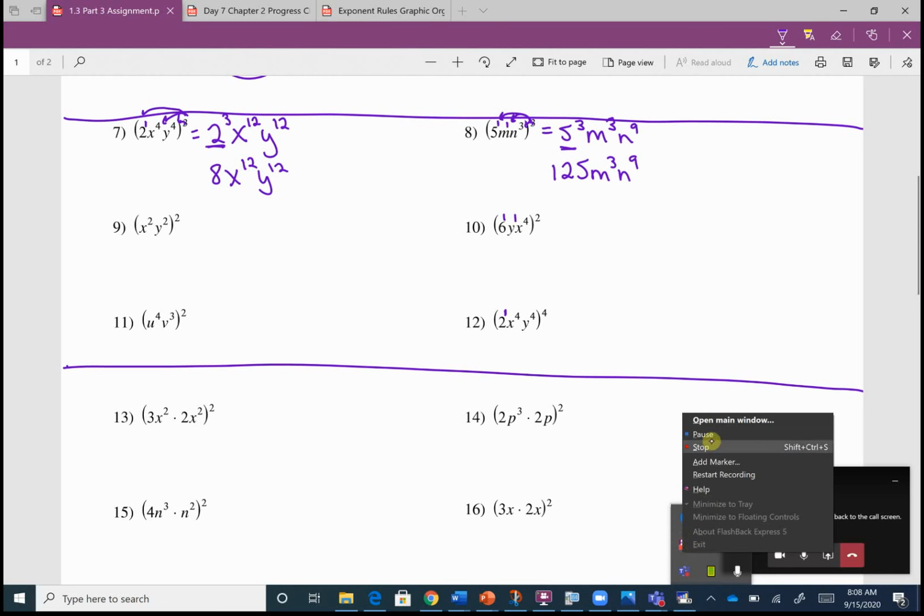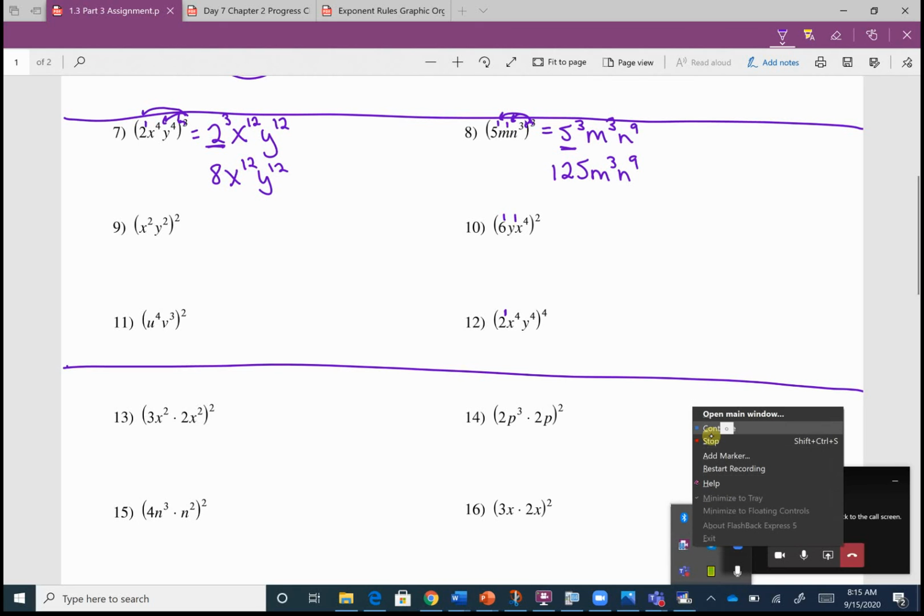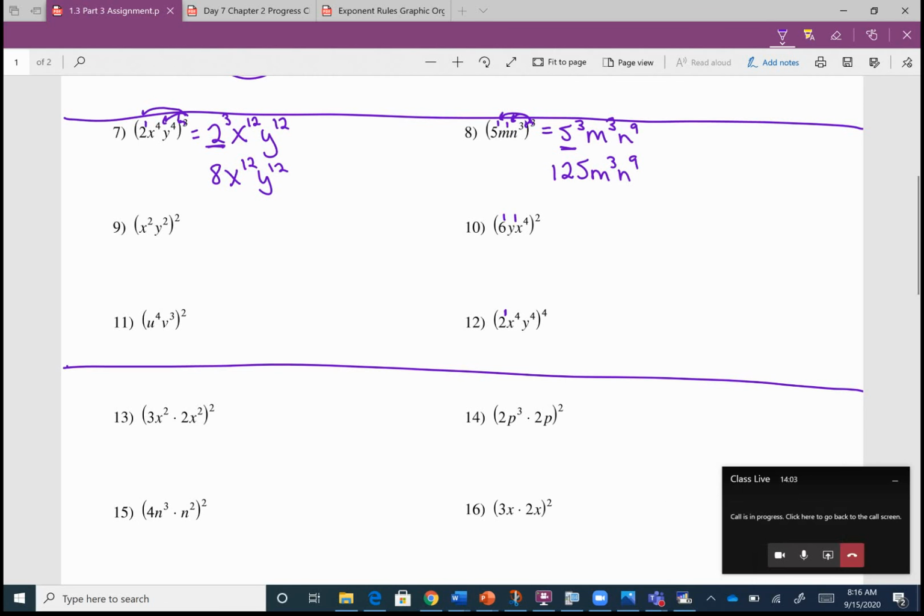I really like what Sam wrote up there for number 9 because some of you got a little stuck. You were like, hey, wait, there's no number in front. Well, if you want to put a number in front, you can. There's really a 1 there. If it's bugging you that there's no number there, you can put a 1 like Sam did if you want. What happens, though, when we square 1? 1 squared would just be 1 times 1, so we just get a 1.